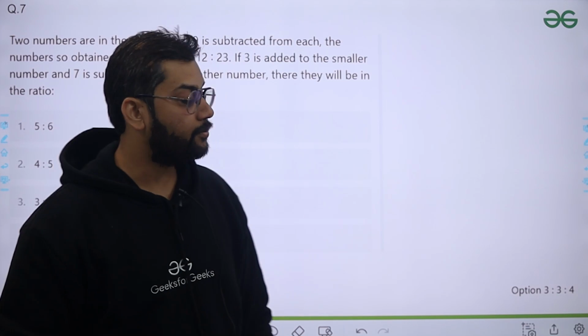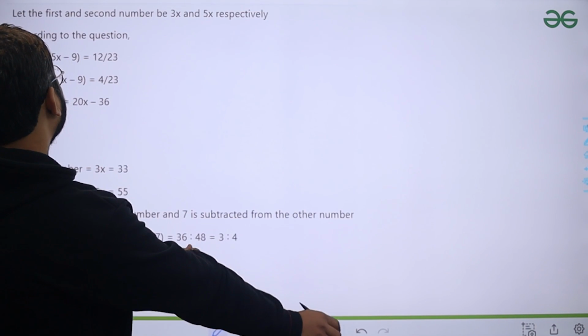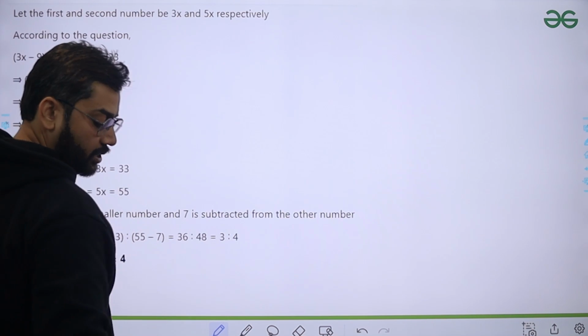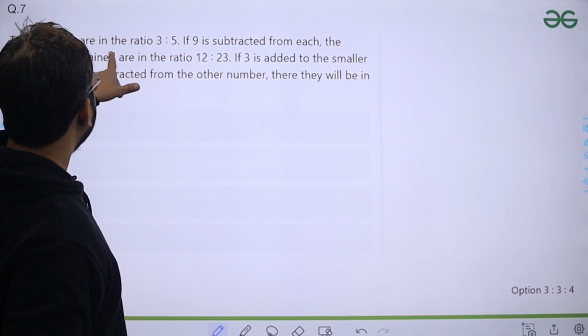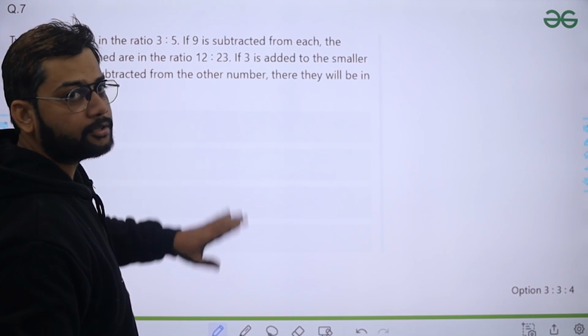Like this question we have solved. Same question ऐसा ही है. ठीक है. Now the question is saying, suppose the first and second numbers are 3x and 5x. So they are saying the numbers are in the ratio 3 is to 5. Now 9 is subtracted from each number to get 12 is to 23.